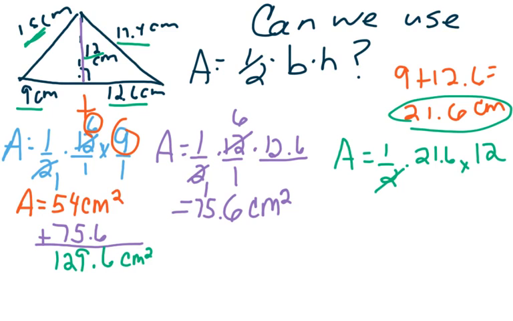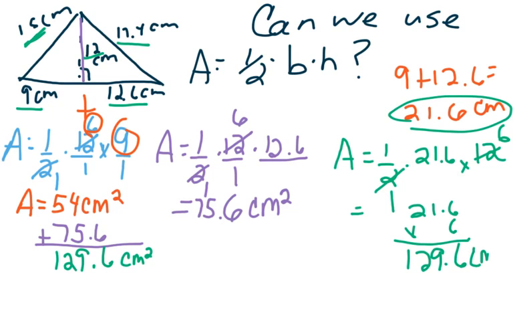Once again, we can take this 2 and we can take it into the 12 and make it 6. So now we're left with 21.6 times 6. Okay? 6 times 6 is 36. 6 times 1 is 6, plus 3 is 9. 6 times 2 is 12. We have 1 decimal in the top number, so we put 1 decimal in the bottom, and we have centimeters squared. Do we have 2 of the same answers? Yes, we do. So we can use that formula for each of the triangles.